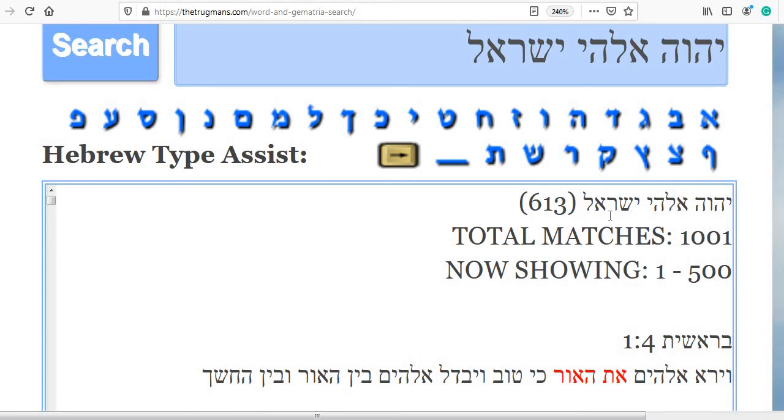If you want to get access to Hashem, God of Israel, the best way to do it is, of course, to keep the 613 mitzvot. And 613 also happens to be the value of Et Haor, the light, the creation of light. So 613 is connected to 1001. You can find the value 613 in the entire Hebrew Bible exactly 1001 times.